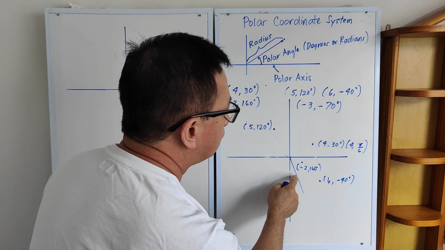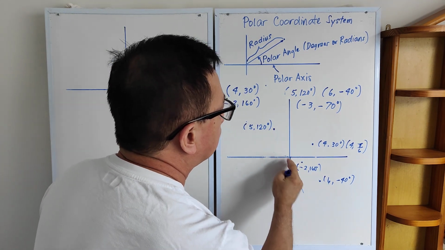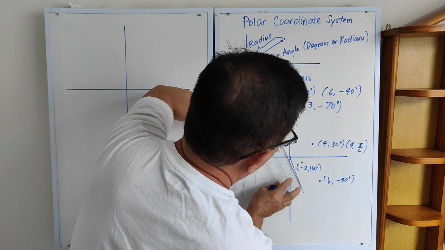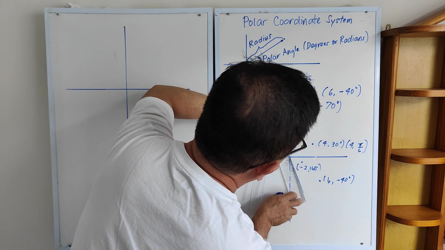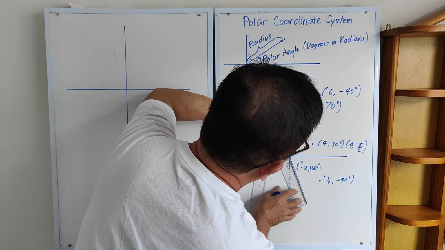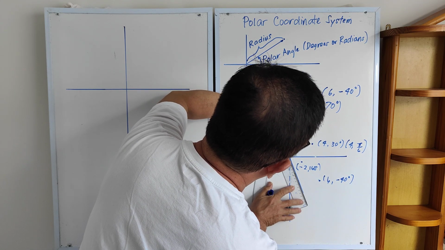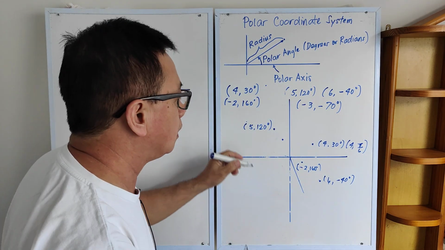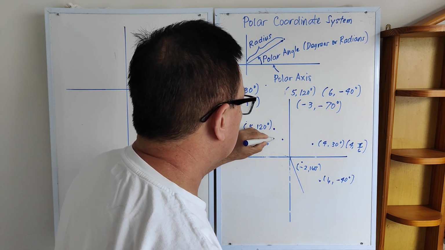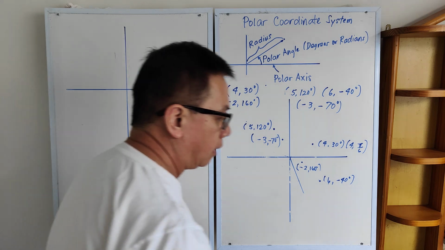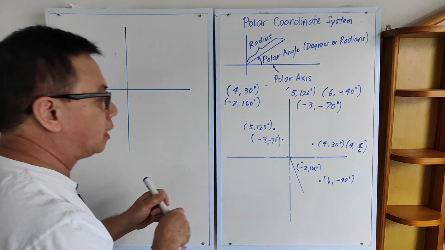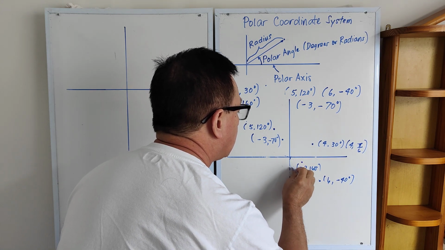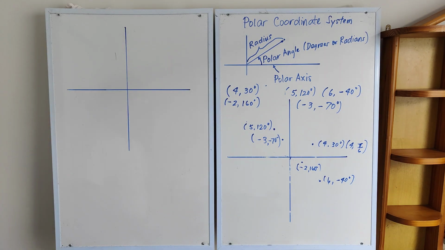But instead of measuring here, because this is negative 3, we go the opposite way. So we measure 3 units on the opposite way. 1, 2, 3. So this point is negative 3 and negative 70 degrees. And then we can erase this line. So that's how we plot.